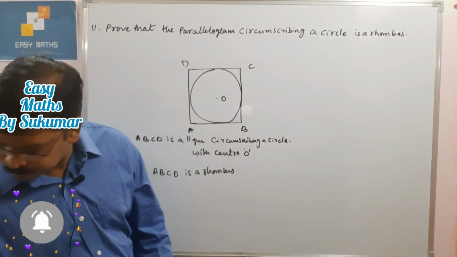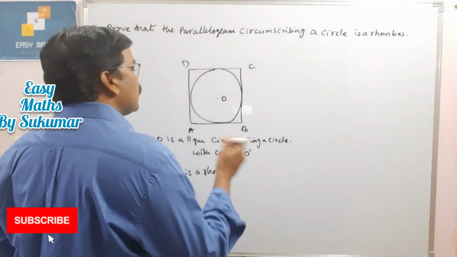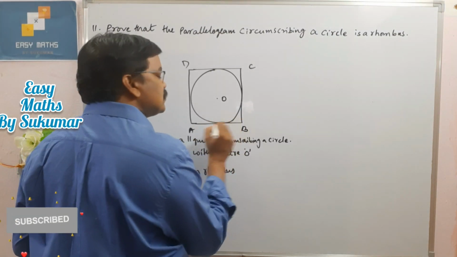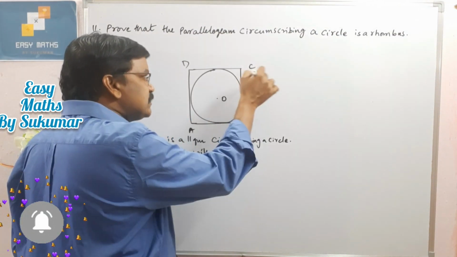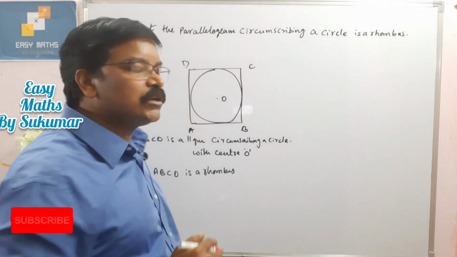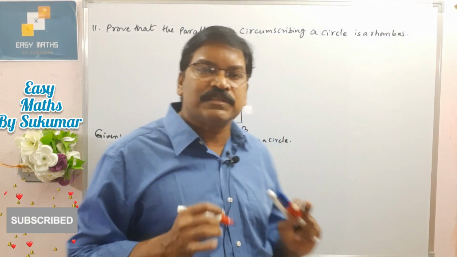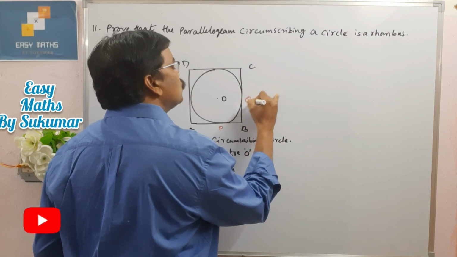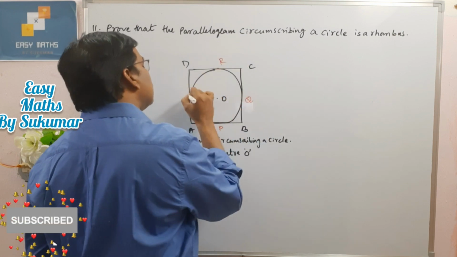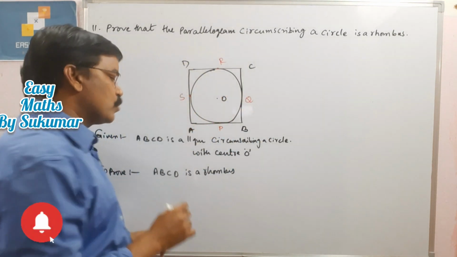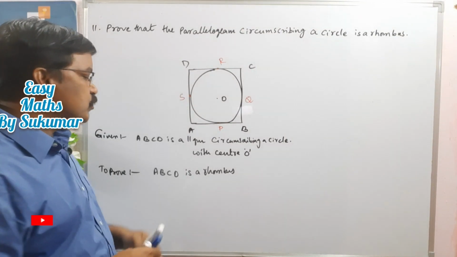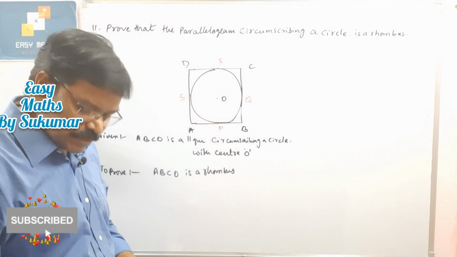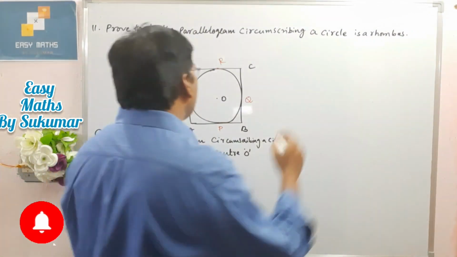Here, my dear students, let me write. There are the points of contact of these tangents. AB, BC, CD and AD are the four tangents of the given circle. So here this is P, this is Q, this is R and this is S. So to prove this ABCD is a rhombus, let me write the proof here.